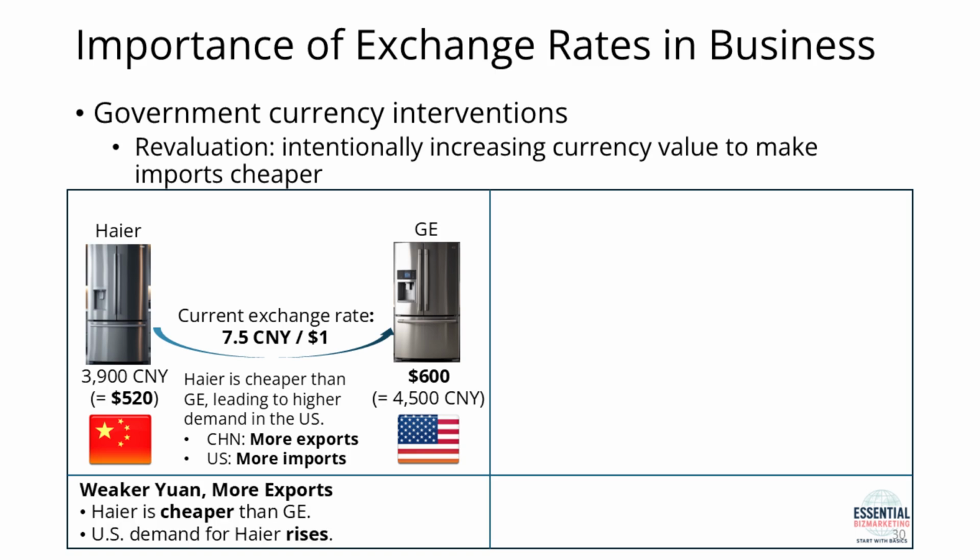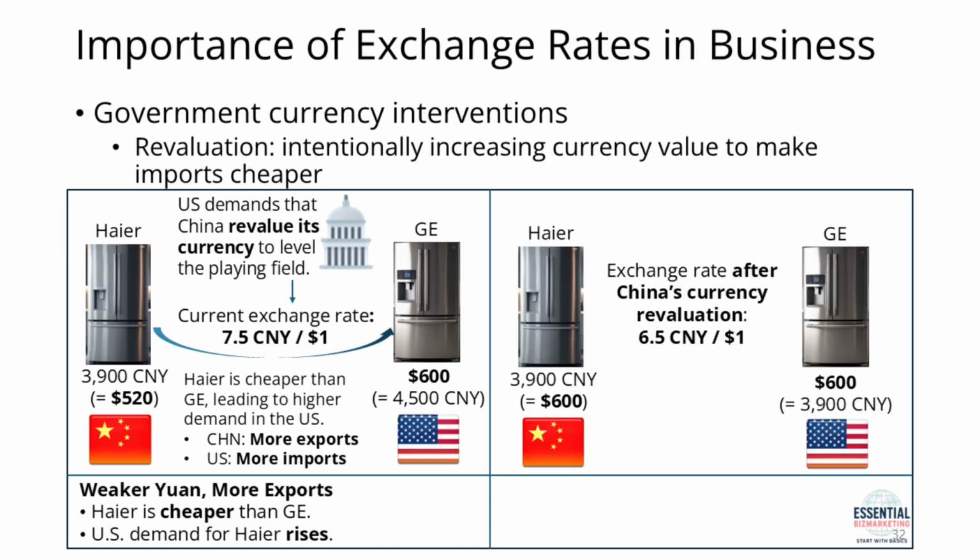Let's reinforce the main outcome. A weaker yuan lowers Haier's price, giving it an advantage over GE. This leads to stronger US demand and a surge in Chinese exports. Let's look at the global reaction to China's weak currency. As Haier products gain a price edge, US manufacturers face growing pressure. In response, the US demands that China revalue the yuan to level the playing field.